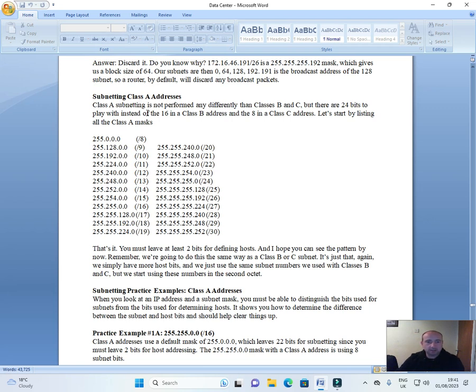Subnetting Class A addresses. Class A subnetting is not performed any differently than Class B and C, but there are 24 bits to play with instead of 16 in a Class B address and 8 in a Class C address. Let's start by listing all the Class A masks.